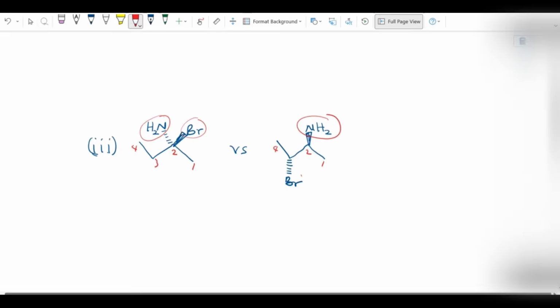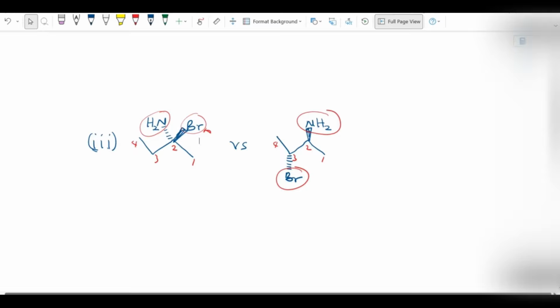Okay. And in this case, the bromo group is on carbon 3. Here, the bromo group is on carbon 2. So the connectivity is different. But do they have the same number of atoms? Do they have the same molecular formula? Let's see. The total carbon on this structure is 1, 2, 3, 4. So this has 4 carbons.